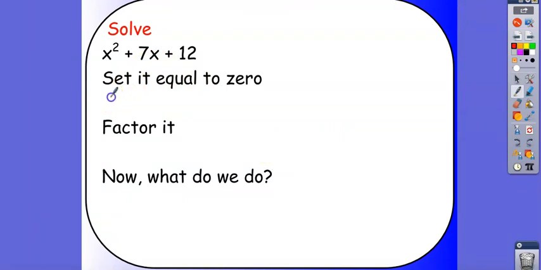So when I come here and I set it equal to 0, I say x squared plus 7x plus 12 equals 0, and now I'm going to factor it. I have two numbers that multiply to 12, and this time they have to add to 7. There they are, 3 and 4. This is a plus sign. Oh, so it's got to be a plus plus.